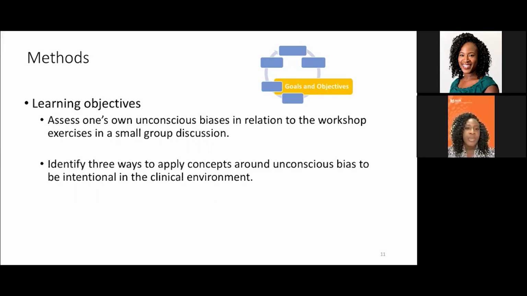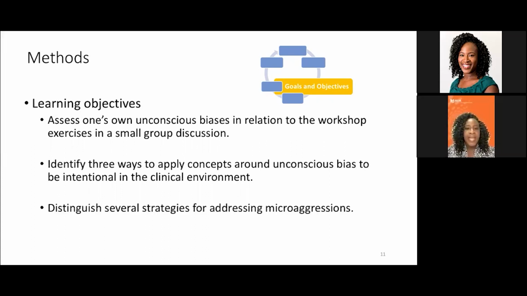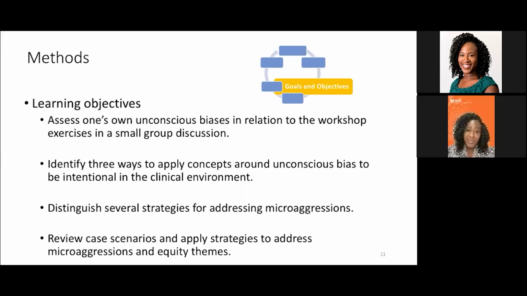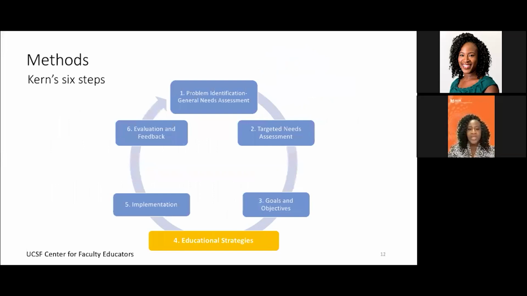It also included identifying ways to apply concepts around unconscious bias to be intentional in the environment, and also distinguishing several strategies to address microaggressions, as well as reviewing case scenarios to help us do so. So this leads us now to step 4, educational strategies within Kern's 6 steps.